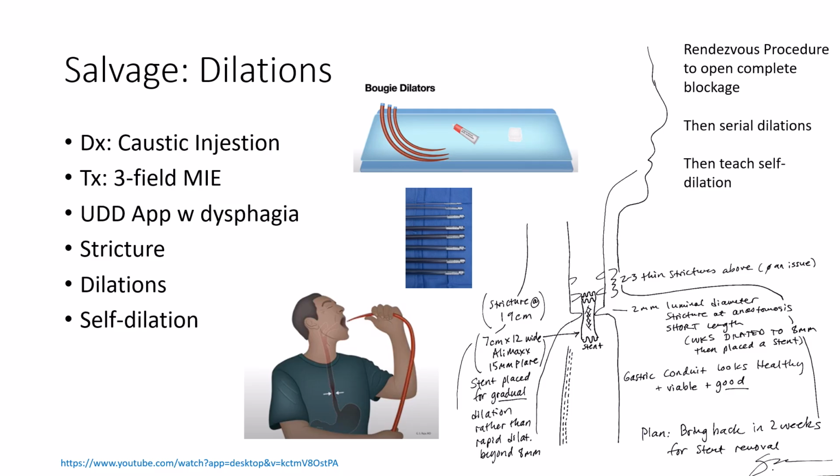The patient is basically taught to wake up in the morning, brush their teeth, lubricate the bougie dilator, swallow and self-dilate, and then remove the bougie, clean it and wash it in the sink, and then go on about their day.